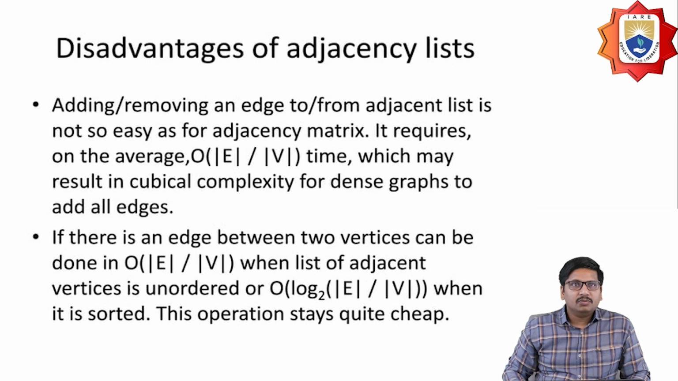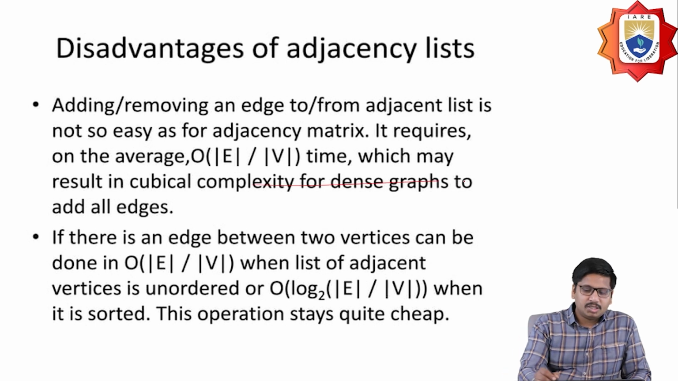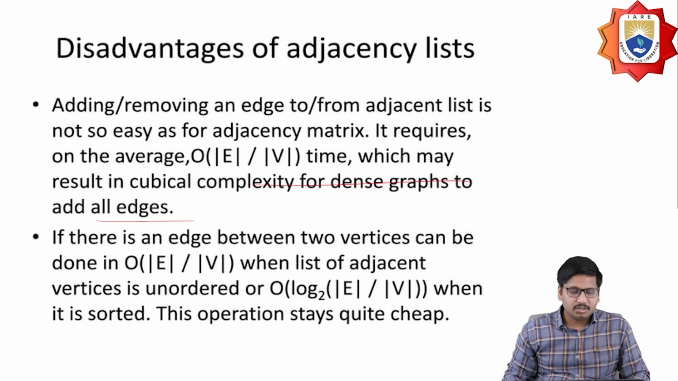And the disadvantage is that adding and removing an edge is difficult in the adjacency list, so it is not as easy as in the adjacency matrix. And here it requires only the average of E by V, which may be able to represent the typical complexity of a dense matrix of all edges. So if there is an edge between the two vertices, then when the list of adjacents is ordered, it should be treated like that.